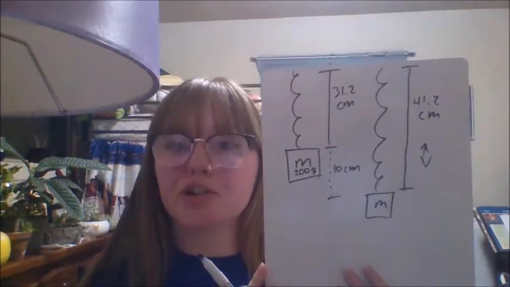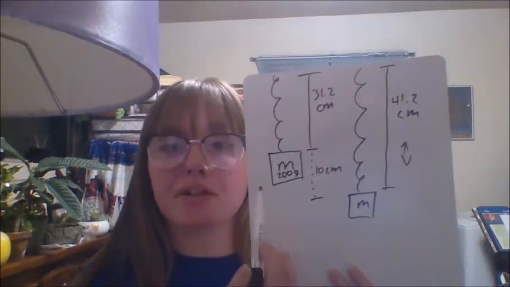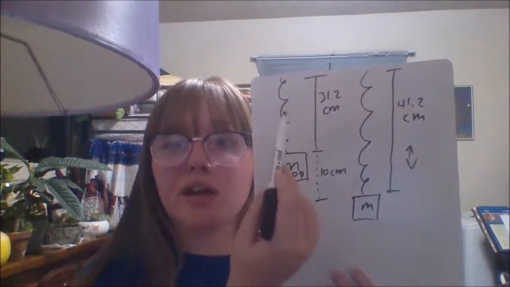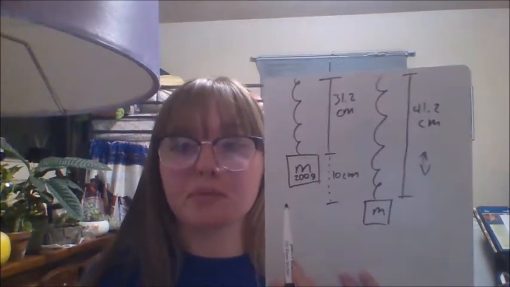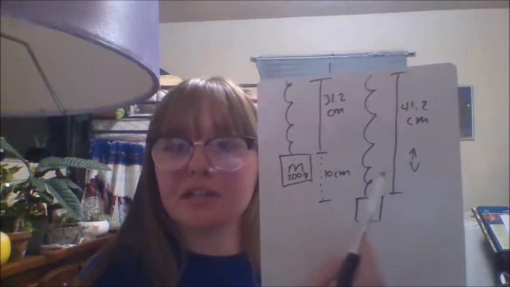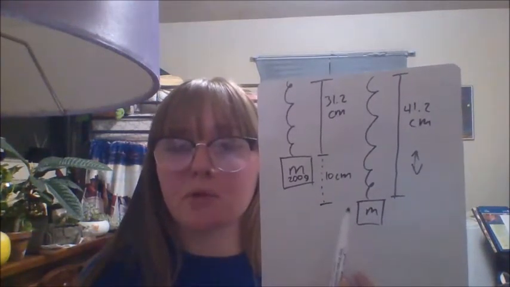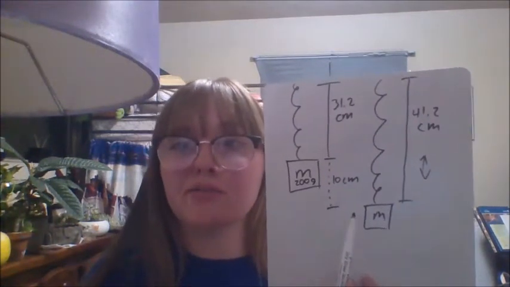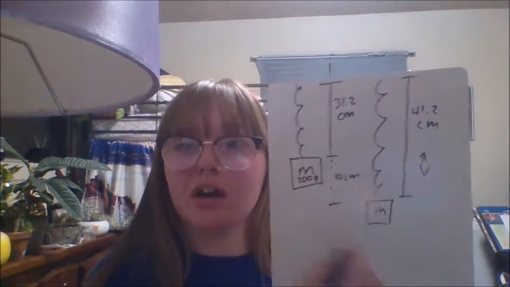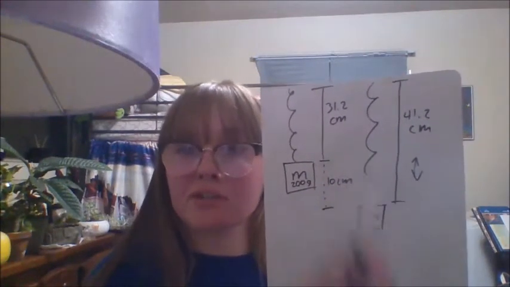So here's a picture. I've gone ahead and drawn the 200-gram mass being hung 31.2 centimeters from the roof, and you can see in the second image, after stretching it 10 more centimeters, which is a total height of 41.2 centimeters, when you let go, the spring begins to oscillate up and down.